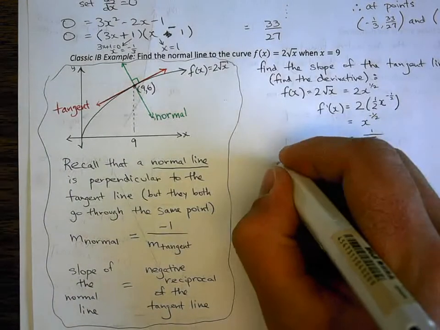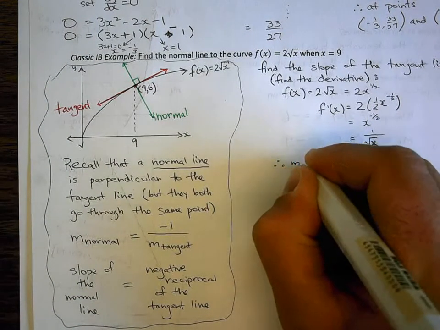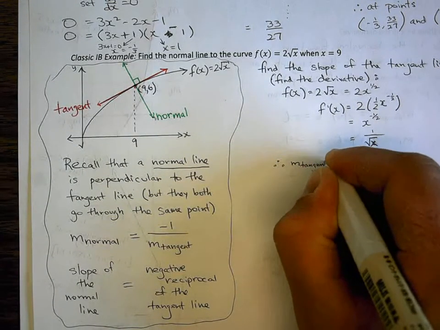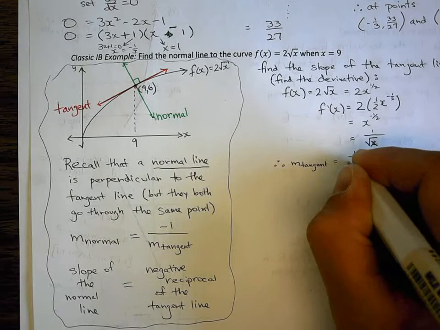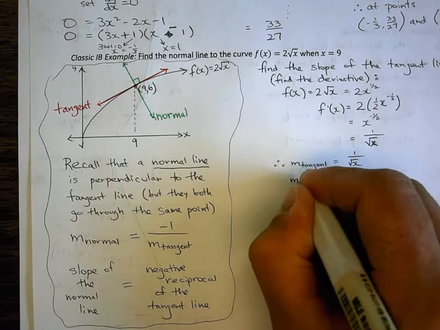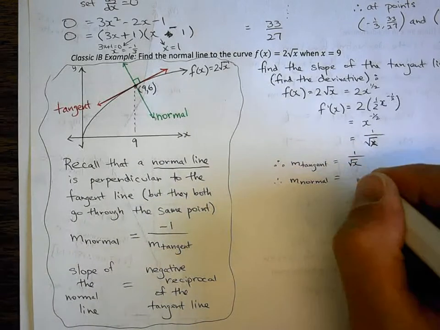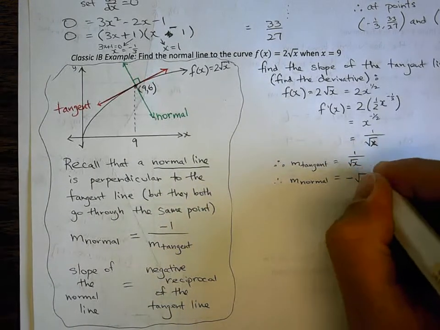So therefore, m tangent is equal to 1 over square root of x. m normal, which is what I'm looking for, the slope of the normal line, well, that's the negative reciprocal, so negative 1 over that.